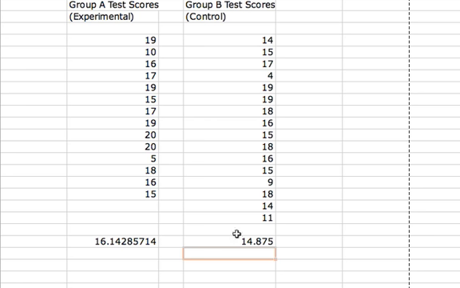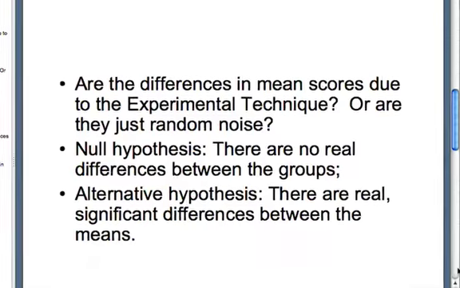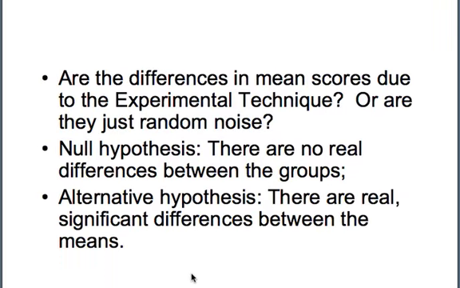Well, this is where t-tests come in. T-tests help us answer this question about whether mean scores are due to the experimental technique that we're studying or whether they're just random noise. So again, there's two hypotheses here. One is that there are no real differences between the groups and any differences in the data are just kind of random. Or the alternative hypothesis that there are real significant differences between the two means that are caused by our intervention, by our experimental condition, in this case the math technique.